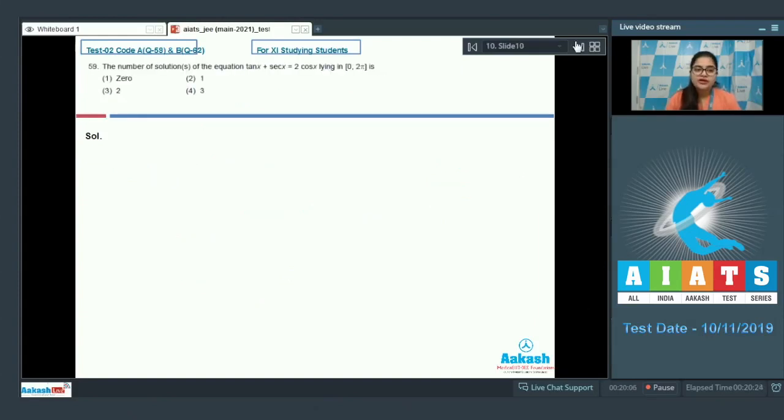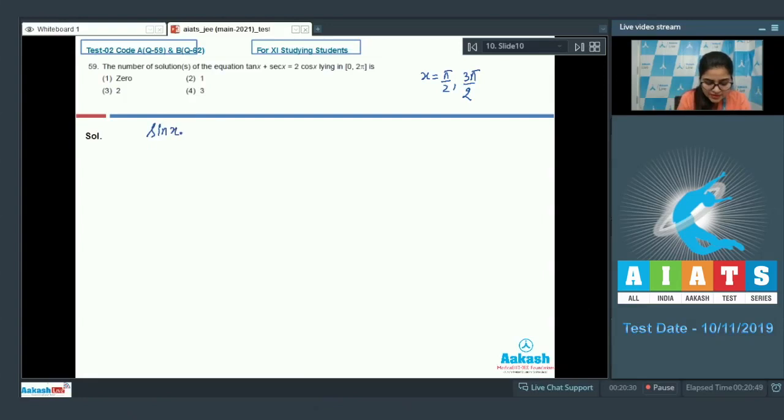Question number 59. The number of solutions of the equation tan x plus sec x is equal to 2 cos x lying in 0 to 2 pi. So first of all, in 0 to 2 pi, tan x is not defined at x equal to pi by 2 and 3 pi by 2. Similarly, sec x is not defined at x equal to pi by 2 and 3 pi by 2 also. So now let's start your question.